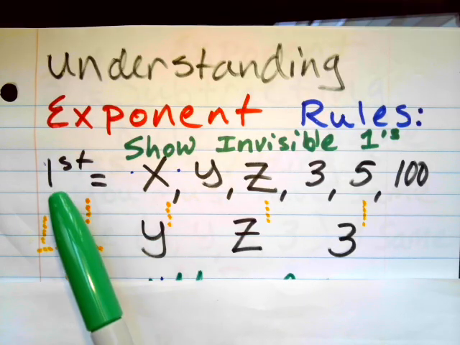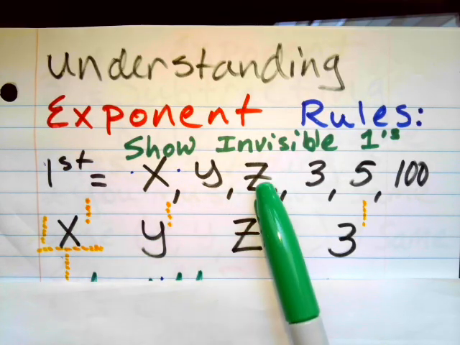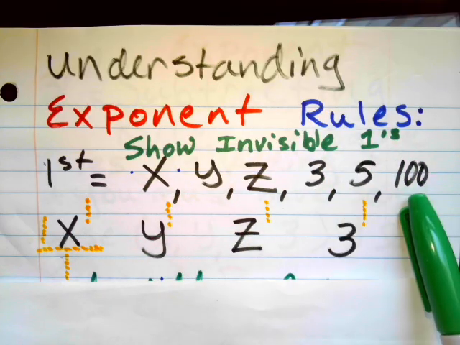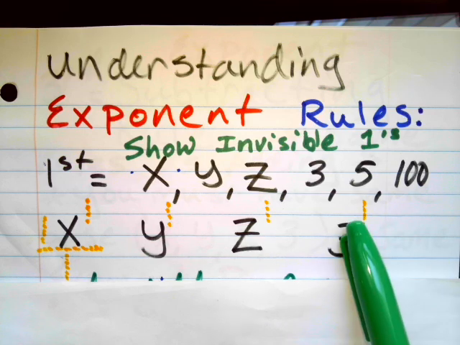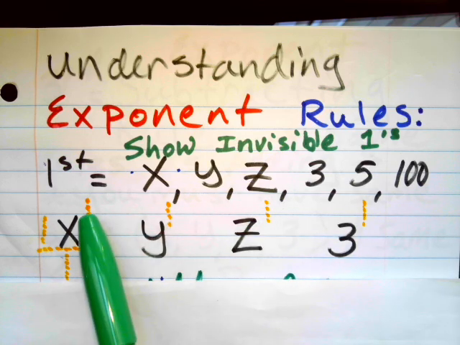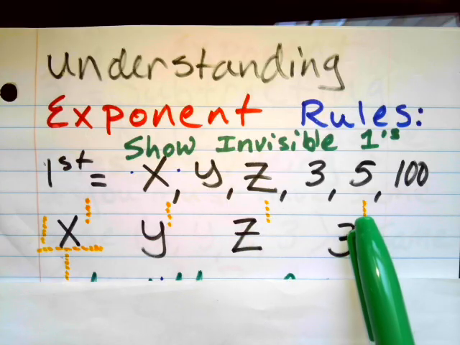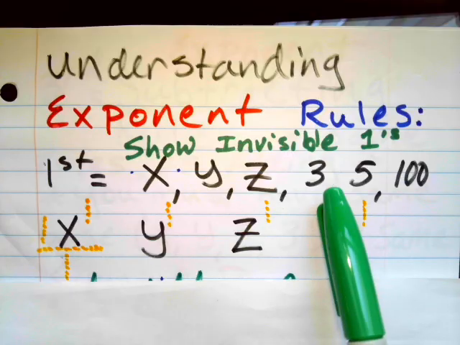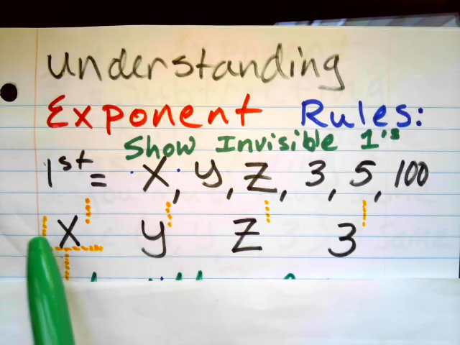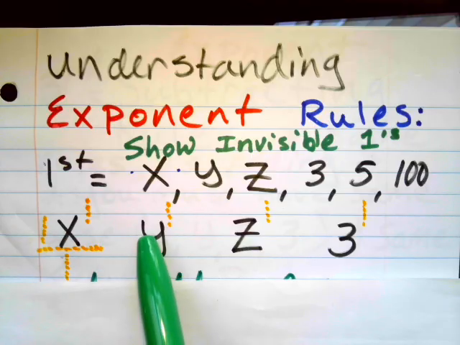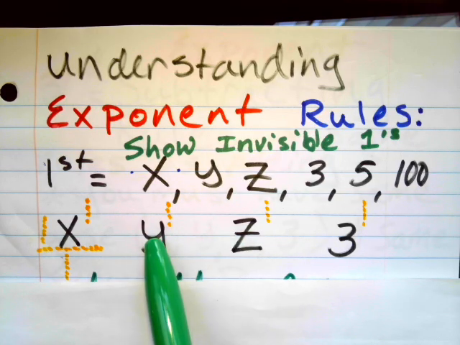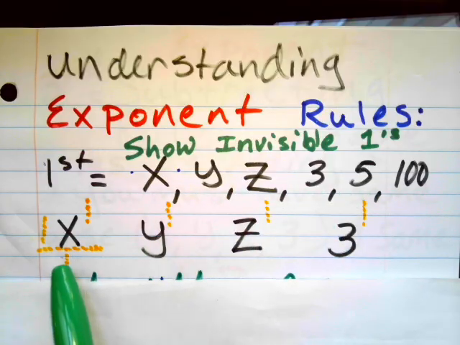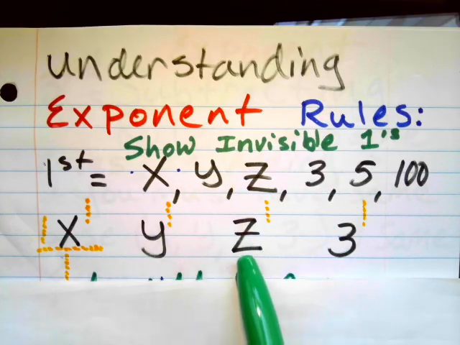One of the first things you need to know is that each term, whether it's a variable x, y, z, or a constant 3, 5, and 100, has what I call an invisible 1 in the exponent's place. Also, other than the constants and numbers like that, there'll be an invisible 1 in front of the variables, unless there's a number already assigned to the variables. And in each of these terms, there's also an invisible 1 in the denominator.